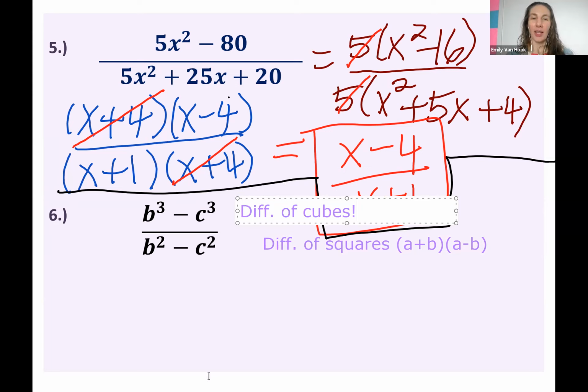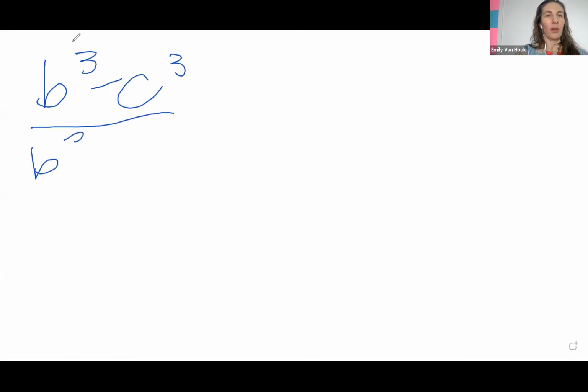Okay, I'm actually going to take this one to a slightly bigger blank screen, so I have a little more space to write this one. Once we get the formulas written out, though, it's a pretty quick canceling process. All right, so I switched my screen. We're still on number 6. B cubed minus C cubed in the numerator over B squared minus C squared in the denominator.